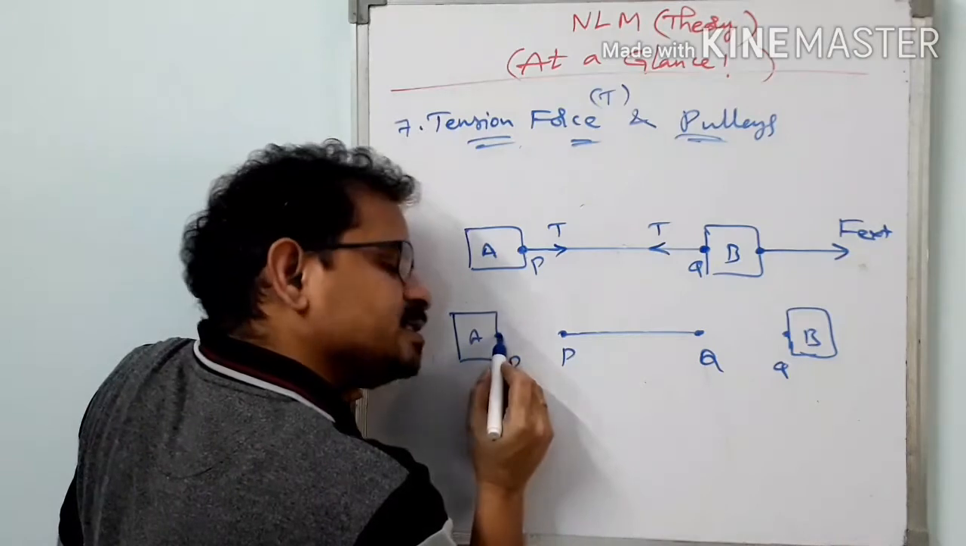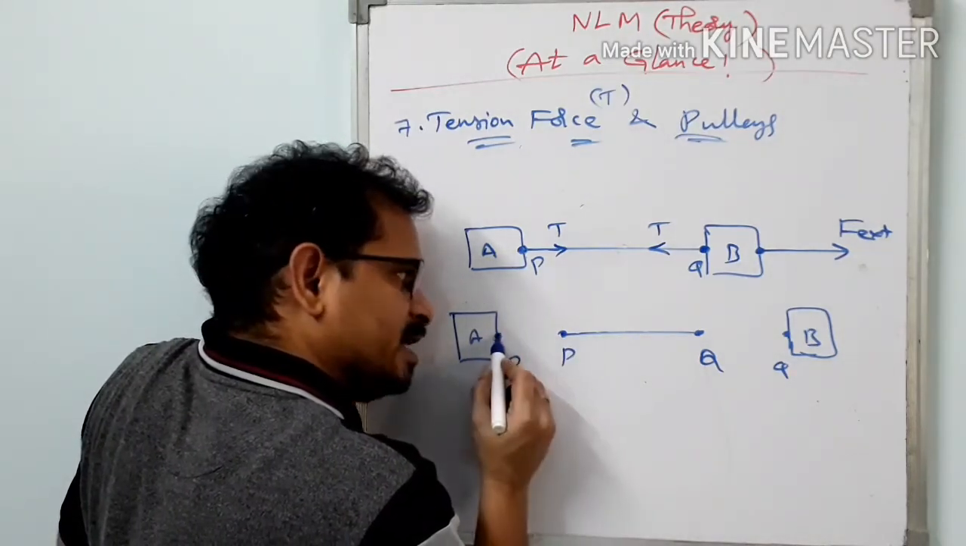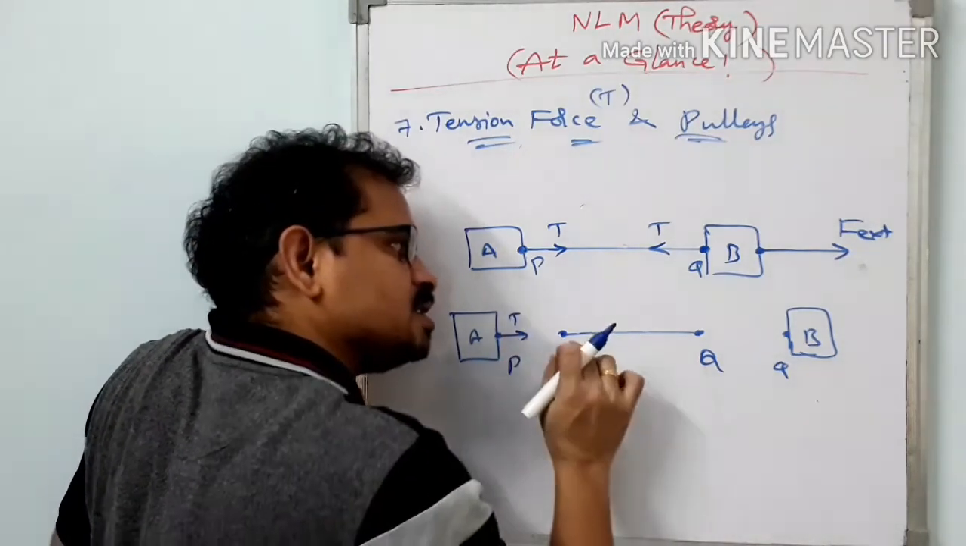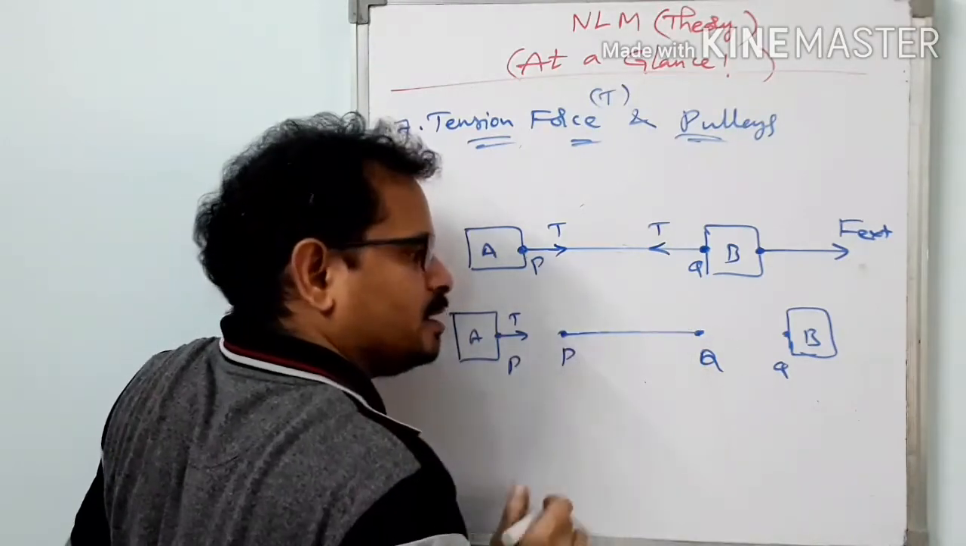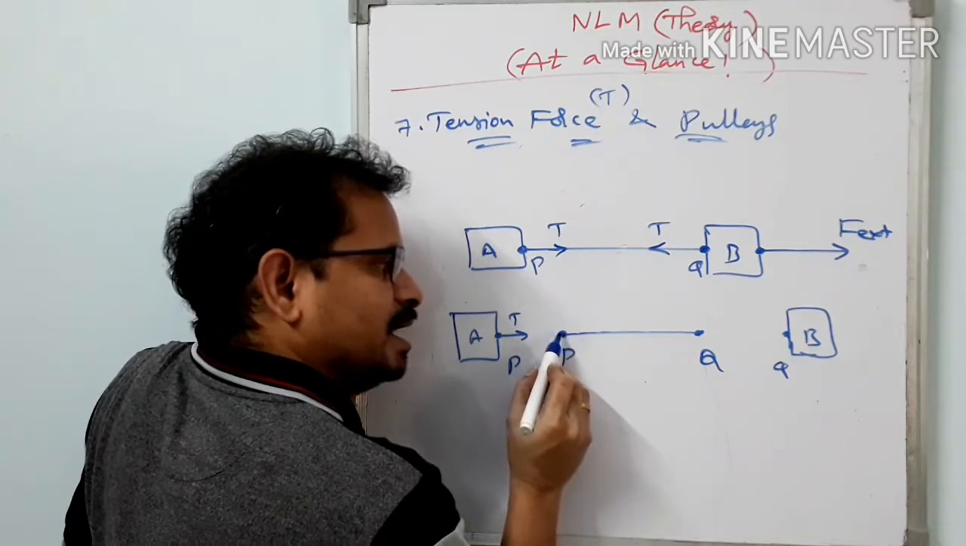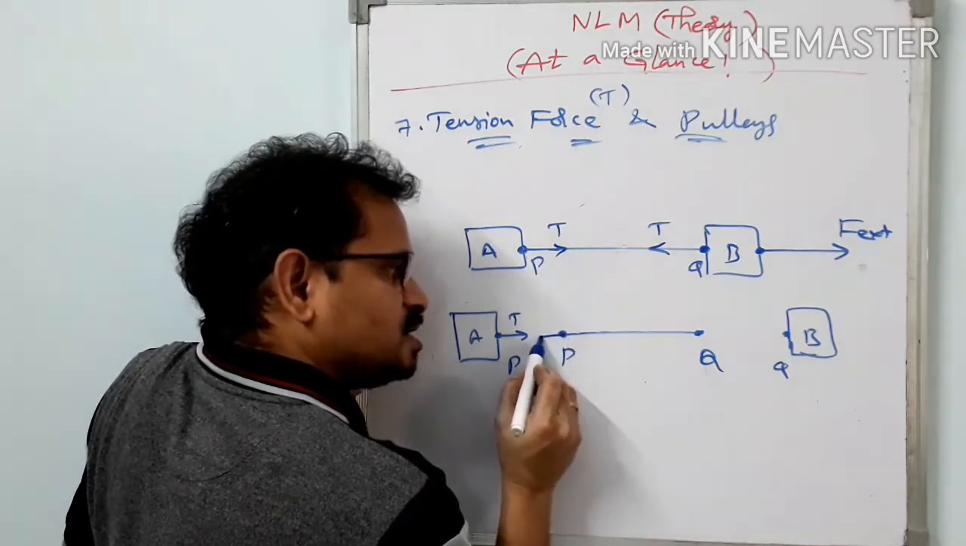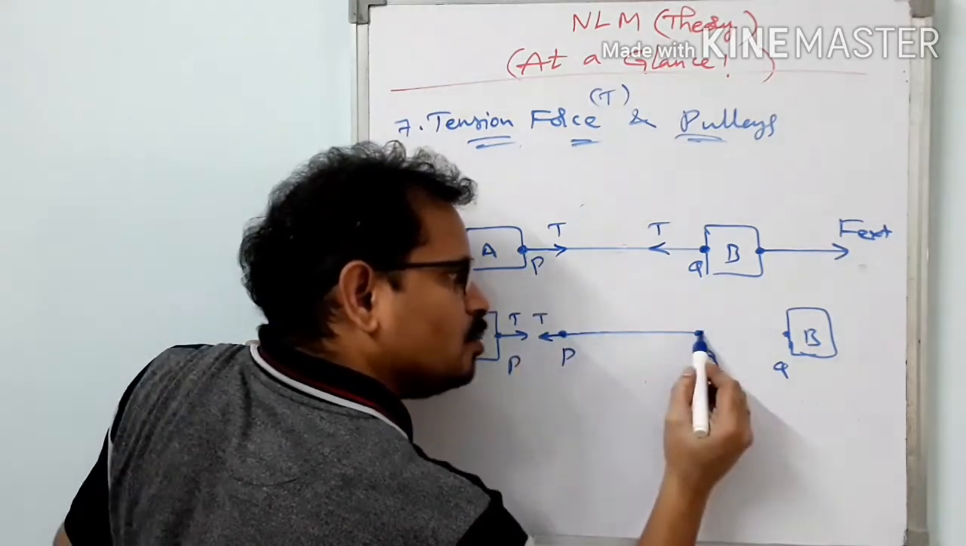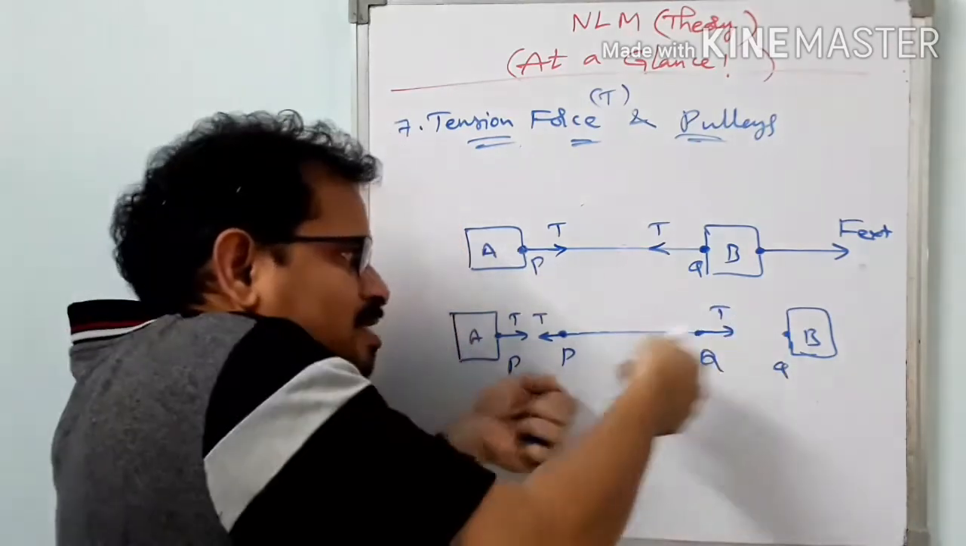So on this block, what is the direction of tension force? Rightwards. Why is the tension force rightwards? Because this rope can pull this block. And what is the tension force on this end of the string? On this end of the string, tension force can be acting only in this direction at both ends. Tension force can act so as to stretch the string.